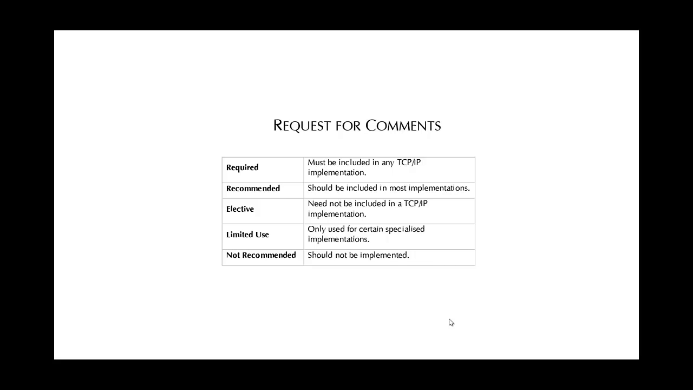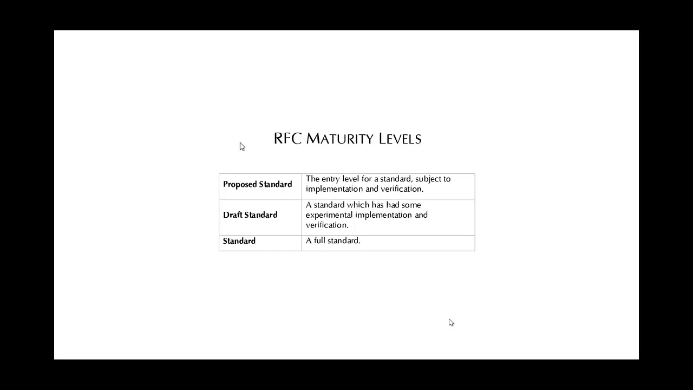There are several requirement classifications of RFCs shown on the screen now. These determine how widely, if at all, an RFC is used. The standards track of RFCs includes 3 maturity levels, as shown here on the screen. Alternatively, RFCs may be informational, historical, or experimental. So now we're going to move on to TCP/IP protocols.